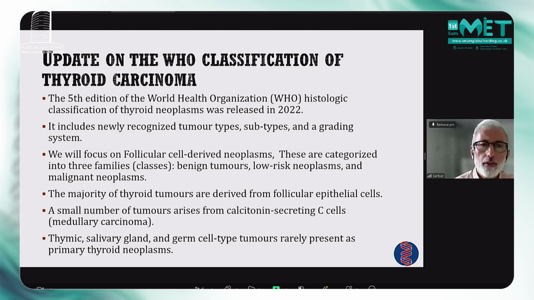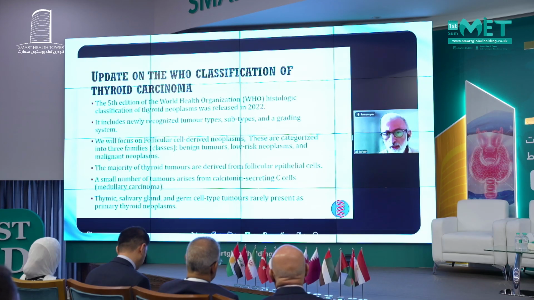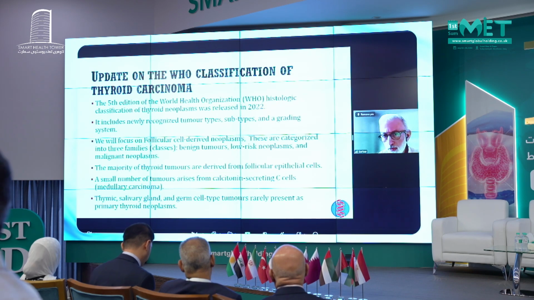So moving to the updates to the WHO classification, which is the 5th edition at the moment. This came out in 2022. It includes newly recognized tumor types, subtypes, and a grading system. Molecular cell-derived neoplasms in this short presentation.